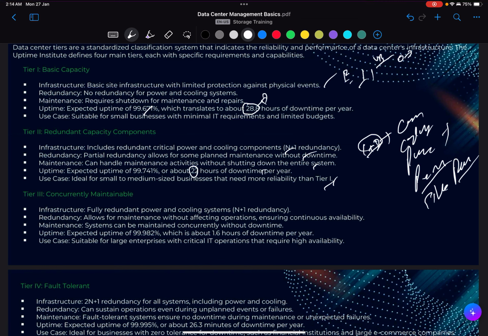Now, concurrently maintainable, tier 3. It has fully redundant power and cooling systems for everything, allowing maintenance without affecting operations, ensuring continuous availability. The system can be maintained concurrently without downtime when maintenance happens. Expected uptime is 99.982%, and you will see only 1.6 hours of downtime per year. Suitable for large enterprises with critical IT operations that require that.